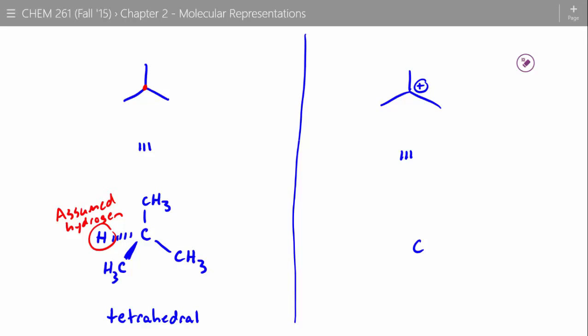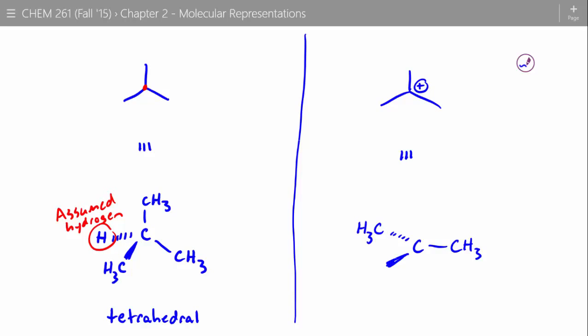Wait, no, it's tetrahedral. We've only got 3 attached groups, three times, which means it's going to be trigonal planar in this case. So it's a completely different structure. It is confusing because oftentimes people get stuck thinking, hey, this should be tetrahedral.